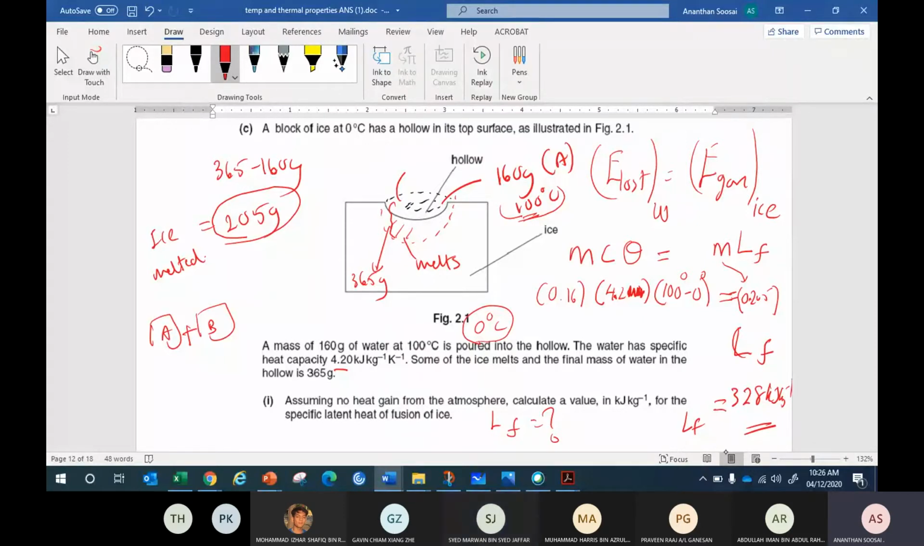If you are confused whether to use latent heat or heat capacity, draw the graph. For the water, it just dropped from 100 to 0 degrees Celsius. When the line goes down, it's MC theta. For the ice, at 0 degrees Celsius, the line is flat. It just melted, so therefore it's MLF.